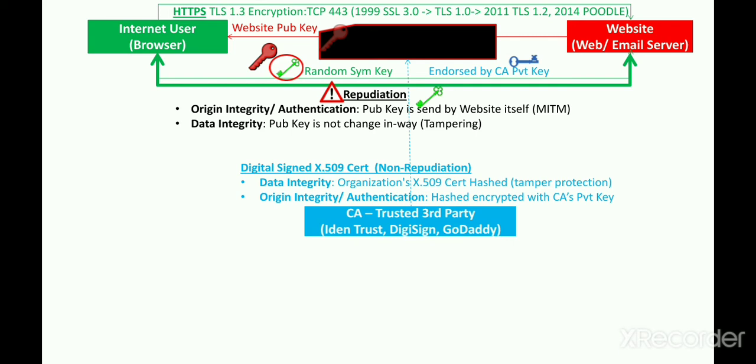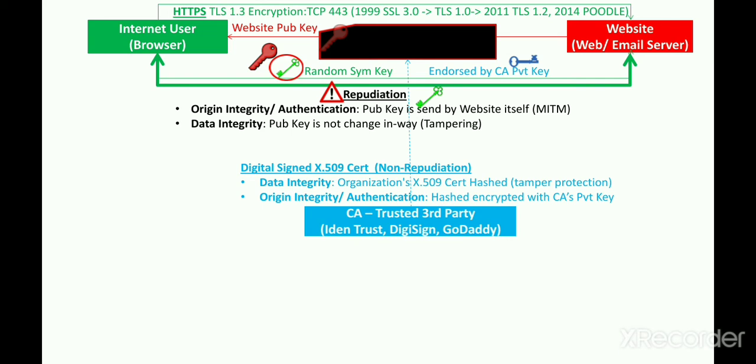And in order to provide the authentication of the website or the origin integrity, this hash is then encrypted with the CA's private key. If the hash gets decrypted by the internet browser or the internet user using the corresponding public key of the certificate authority, then it is verified that this has been signed by the certificate authority, and any data contained in this X.509 digital certificate is trusted, including the public key of the website.